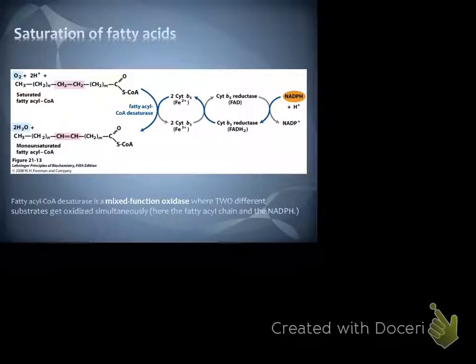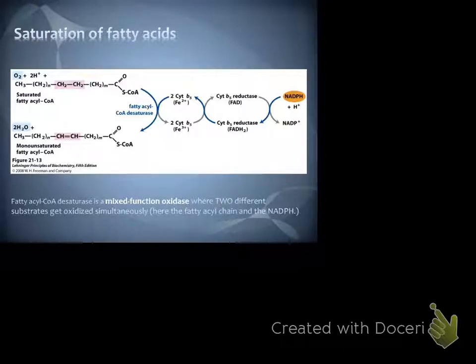All right. So this is done by the complex called fatty acyl-CoA desaturase. I didn't ask you to name that. I mean, that's pretty simple. It tells you exactly what it does. And it's fatty acyl, not acetyl, because it can take things that have more than 2 carbons. But it's very complicated. It's called a mixed function oxidase. Is a class of enzymes. And that's because there are 2 different substrates that get oxidized simultaneously.